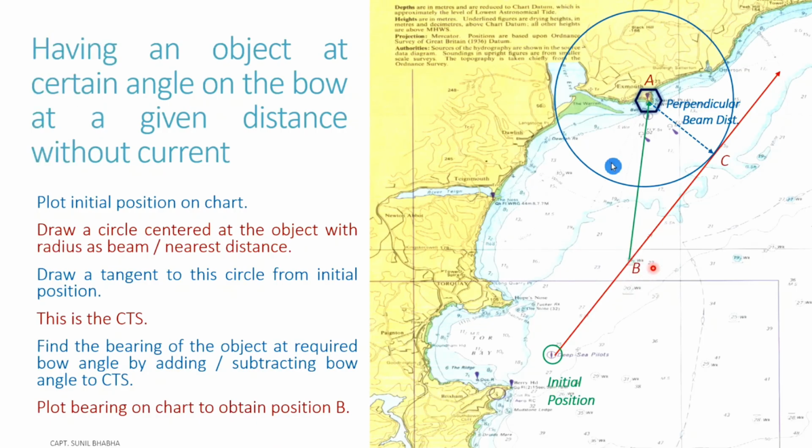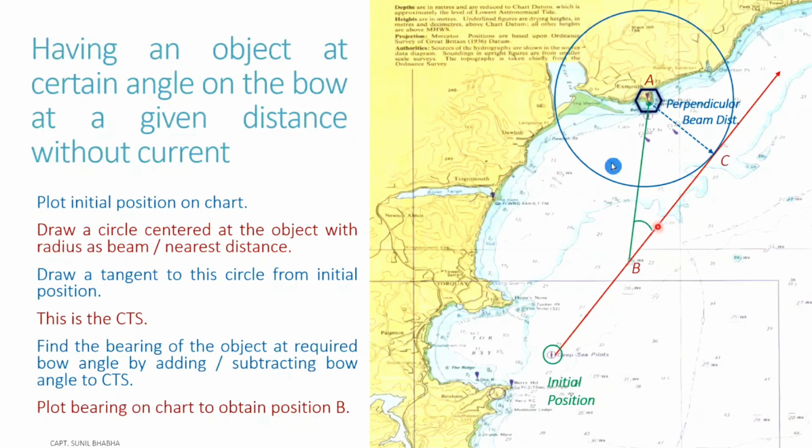Let's name that point as Bravo. So you see point Bravo here on the chart. It is at this particular point that the lighthouse will be at the required bow angle and it will be at the required distance off. Both the conditions would be satisfied.